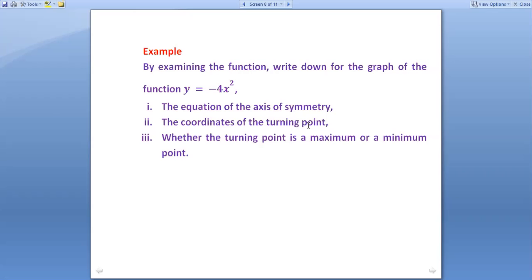The coordinates of the turning point. You know, the maximum point of this graph will be 0. Therefore, the turning point of the function is 0, 0. Whether the turning point is a maximum or a minimum point: as a takes a negative value, the graph will have a maximum point.